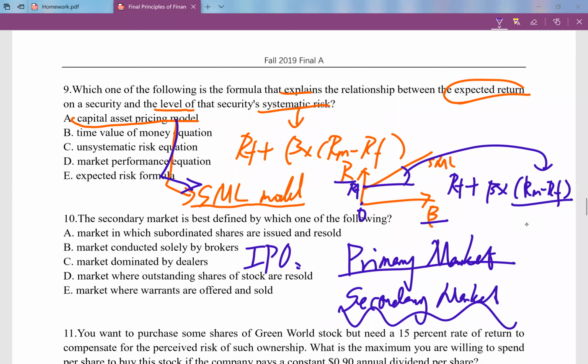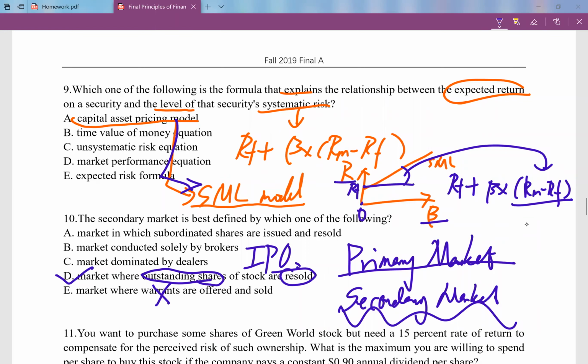So this is for the stock, and you can see here, outstanding shares are reserved. It's not new stock, all stock is traded between the investors. So that's choice D. You can see E is forwards and warrants, not stock. This one's wrong, and also the others.